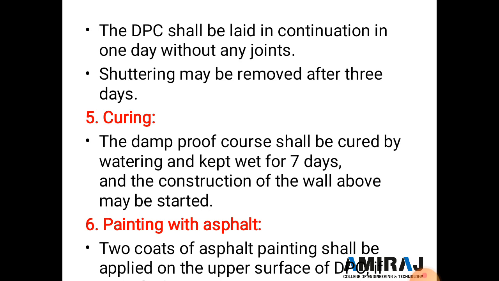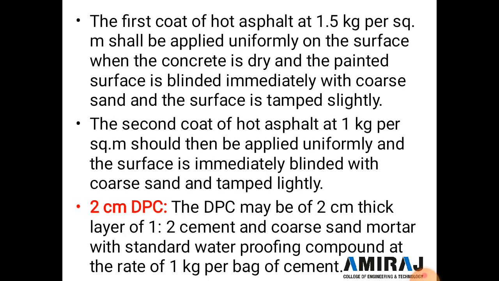So 2 coats of asphalt painting shall be applied on the upper surface of the DPC. The first coat of hot asphalt at 1.5 kg per square meter shall be applied uniformly on the surface when the concrete is dry, and the painted surface is blinded immediately with coarse sand, and the surface is tamped tightly. And the second coat of hot asphalt at 1 kg per square meter should be applied uniformly on the surface immediately.